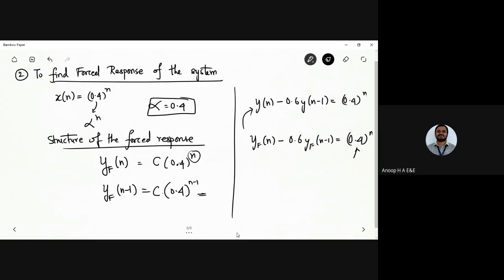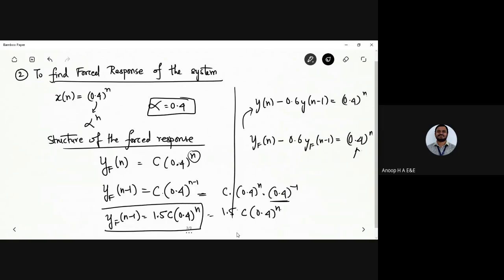So on further simplification, I can change it: c times 0.4 power n into 0.4 power minus 1. So 1 divided by 0.4, that is 1.5... So 0.4 power n minus 1. So you are going to have 1.5 c times 0.4 power n. So yf of n minus 1 is 1.5 c times 0.4 power n. So this is what you are going to have.